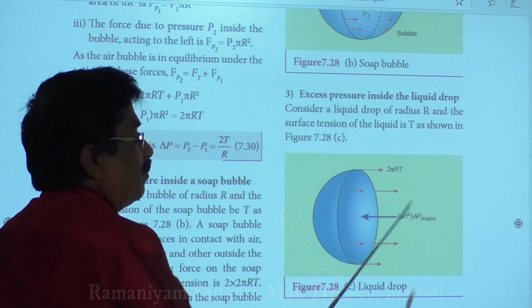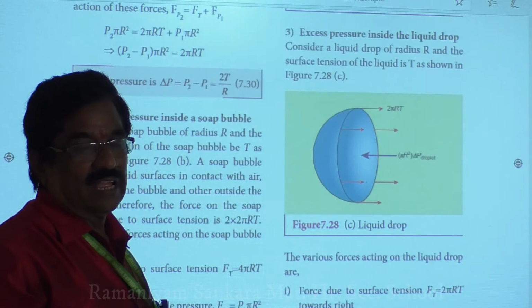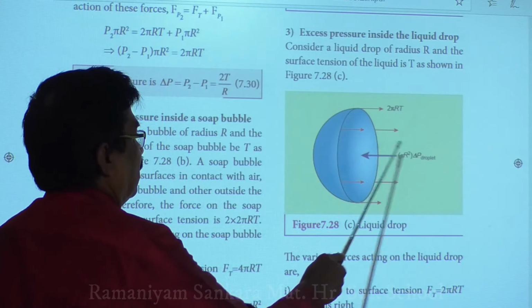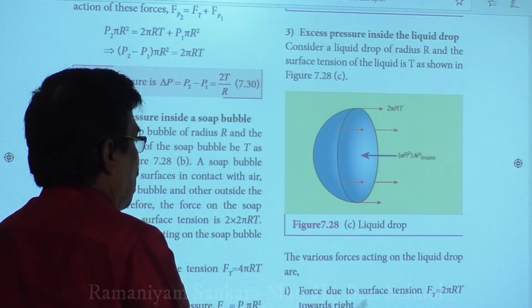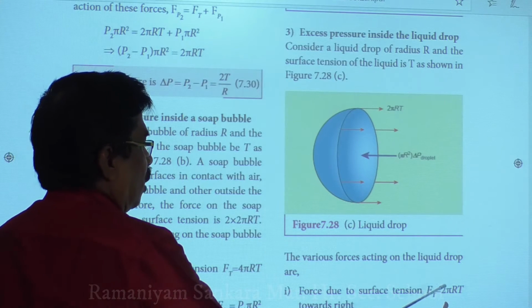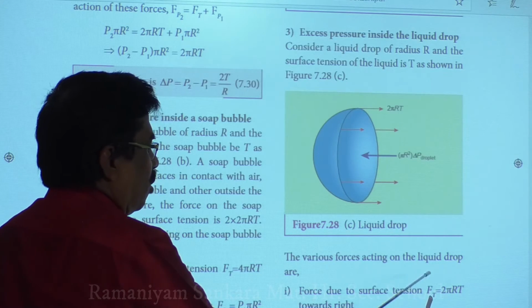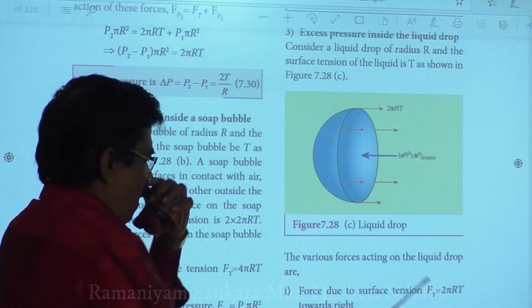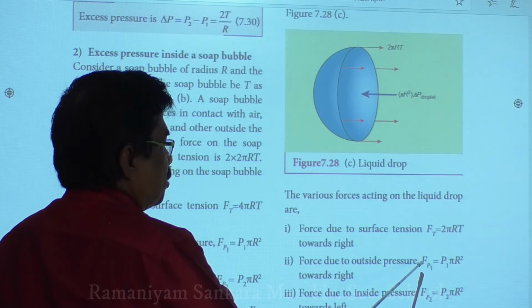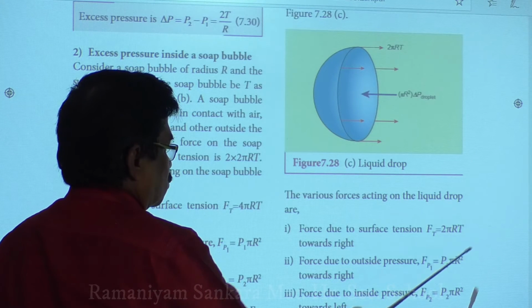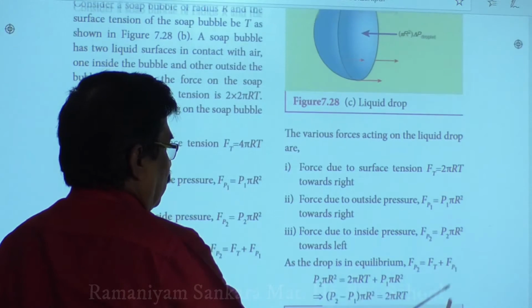Remember carefully, pressure equal to F by A, so F equal to pressure into A. So that you have to write. As I said, first you should draw the diagram, then explain. Then various forces: Ft, 2 pi r into T. Always remember, force equal to length into surface tension. Length is 2 pi r. Similarly for P1, force equal to pressure into area, P1 pi r square. For P2, P2 pi r square.